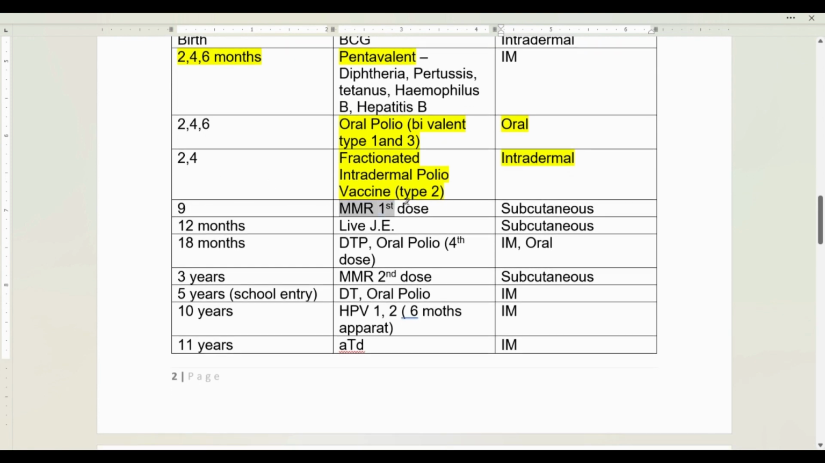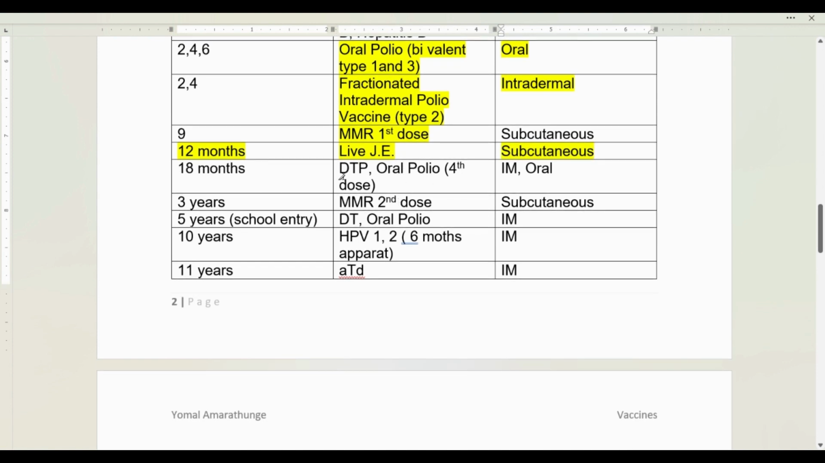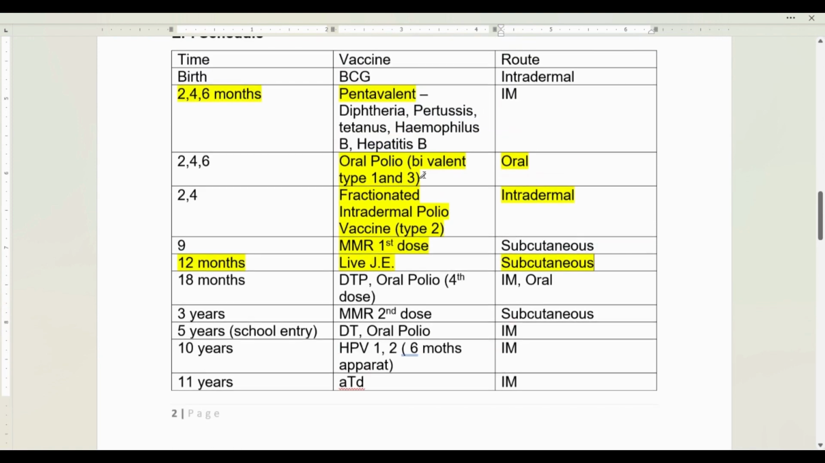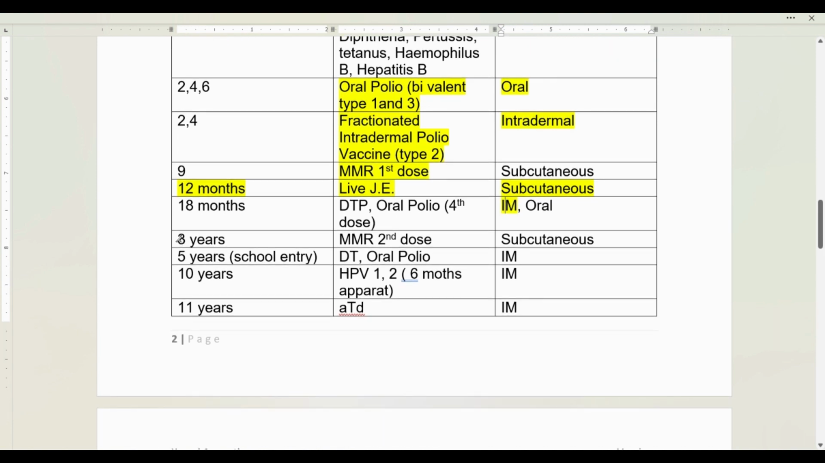At the age of 9 months, the MMR first dose is given, which is a subcutaneous vaccine. At the age of 12 months, the live Japanese encephalitis virus vaccine is given, which is also a subcutaneous vaccine. At the age of 18 months, the fourth dose of DTP and oral polio is given. DTP is diphtheria, tetanus, and pertussis. It is an IM vaccine, the DTP vaccine, and the polio is given orally.